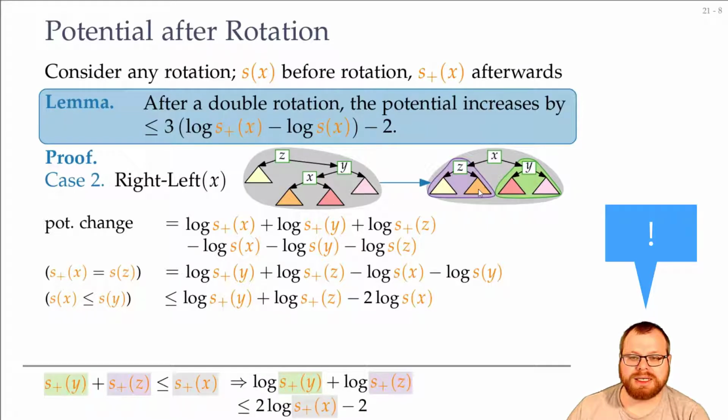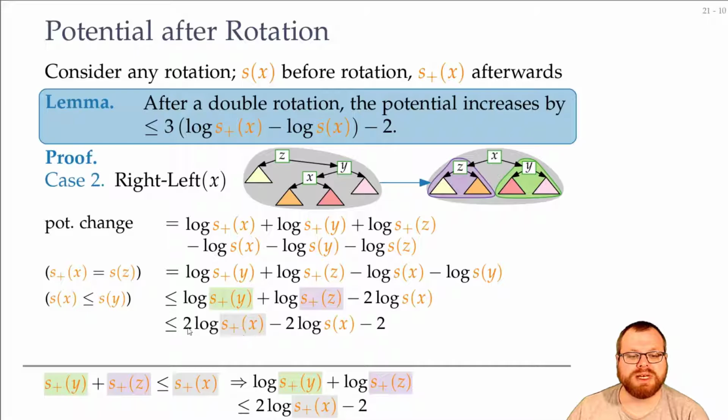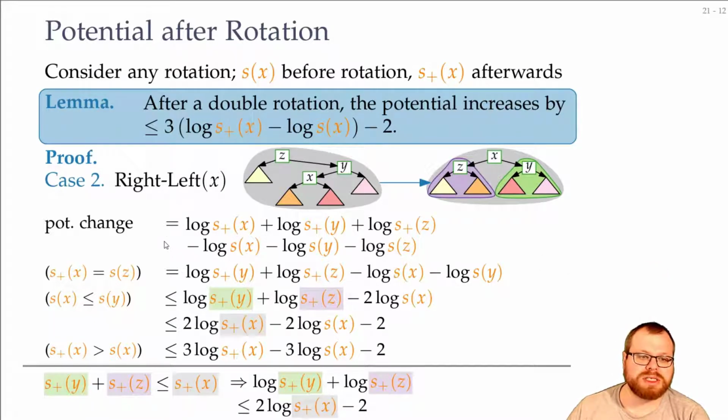So we again can sum up the logs, and we can use exactly the same method, arithmetic mean, geometric mean, and we get that the sum of these logs is at most 2 times the log of the gray minus 2. And we plug it in here, and then we get even better 2 times log of the new sum of weights of x minus 2 times the old one. And since again we clearly see that the sum of weights goes up from here to here, we can just make this a 3 to get our lemma. And the same of course holds for the left-right rotation, as that is symmetric.